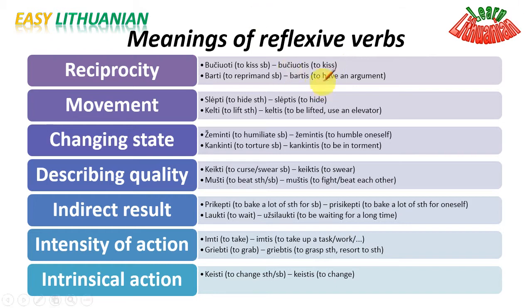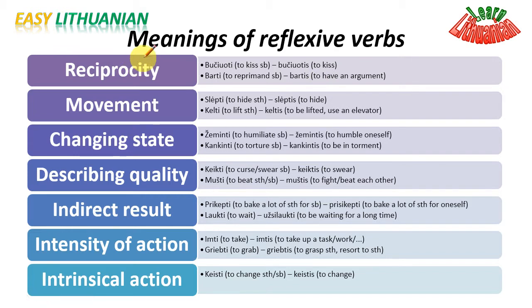So, bučiuotis means to kiss, bartis to have an argument. So, for example, jie bučiuojasi, they are kissing each other. You understand it. They are kissing. Jie bučiuojasi. You don't need to add anything else to that sentence. Bartis, jie barasi. They are having an argument, or they are arguing. The action is done by more people. The action is reciprocal.